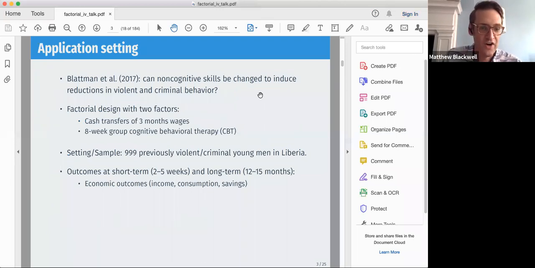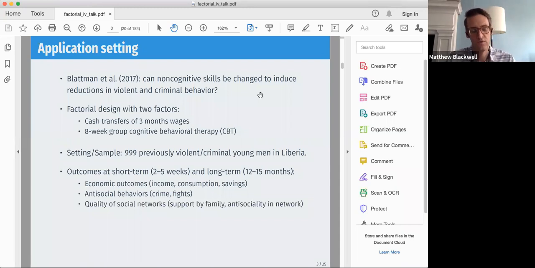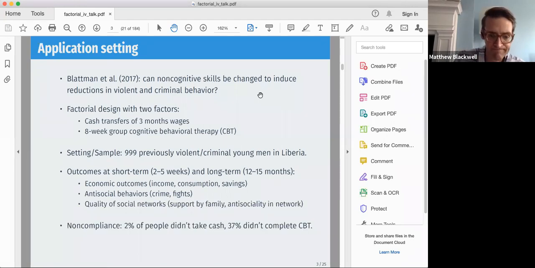Okay, all right. So just to pick up where I was, we have the outcomes at the short term, the 2 to 5 week stage, and then also at the long term, the 12 to 15 month stage. They looked at economic outcomes, the antisocial behaviors that I talked about before, and also one thing that I'll go over today, which is a mediator that they looked at, which was quality of social networks. These are things like how supported you feel by your family, and antisocial behavior in your networks. There were varying rates of non-compliance across these two different factors. As you might imagine, compliance is very good with the cash treatment. About 98% of people actually took the cash if they were assigned to it. But there was more non-compliance in the cognitive behavioral therapy arm, depending on how you measure compliance in that setting.